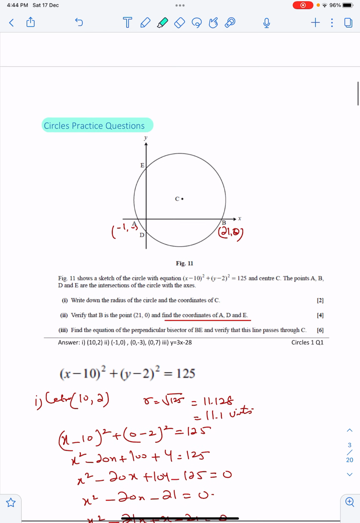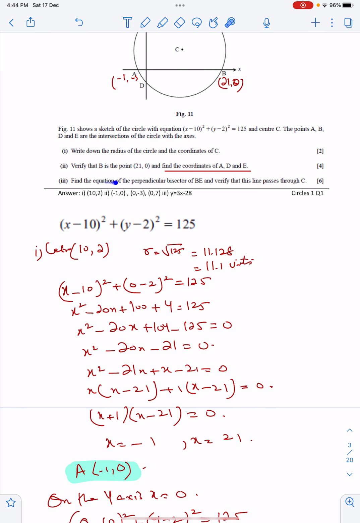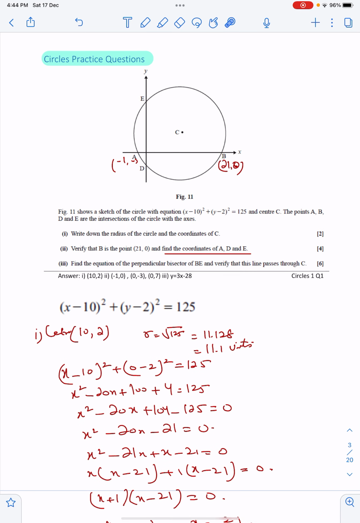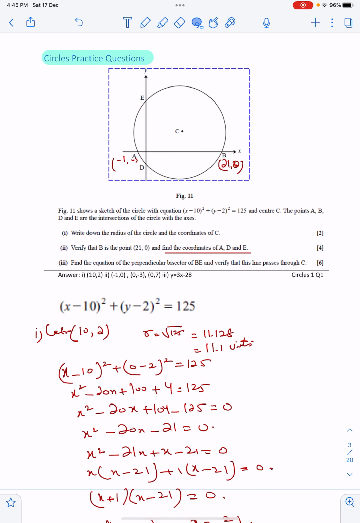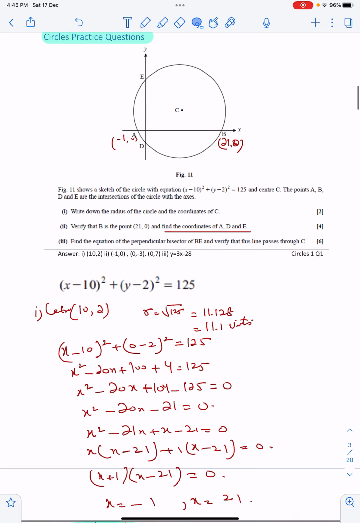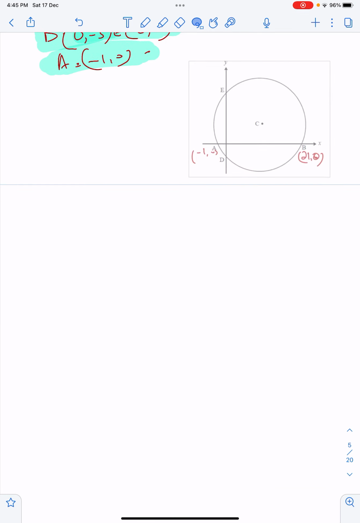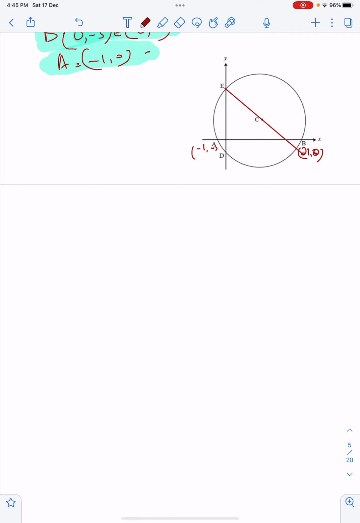Okay, the next part, there's one part to it. Find the equation of the perpendicular bisector of BE, and verify that this line passes through C. In order to get the equation of the perpendicular bisector of BE, we have to find the midpoint of BE, the gradient of BE, and then find the negative reciprocal of the gradient and get the equation. I'm just taking the diagram down here so that I don't have to scroll up again and again.